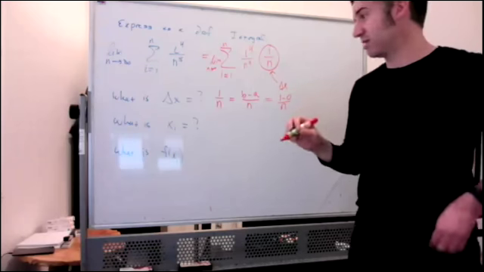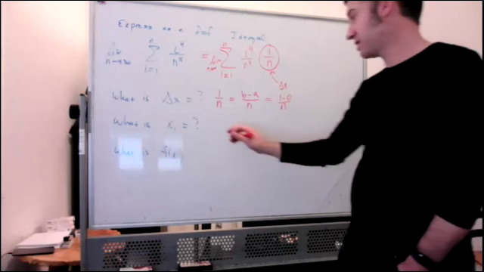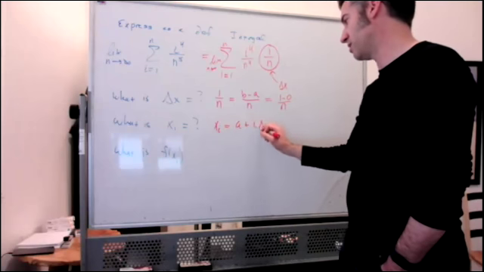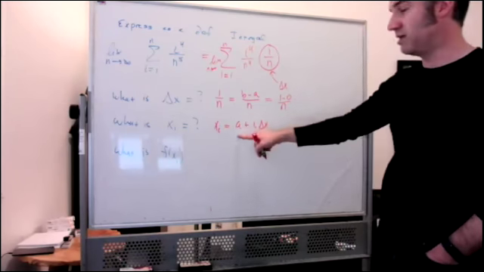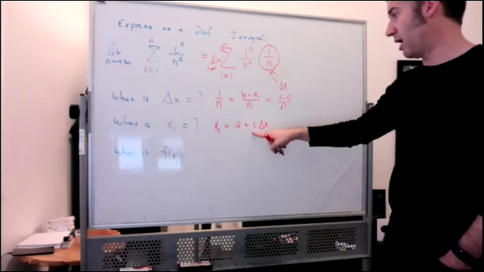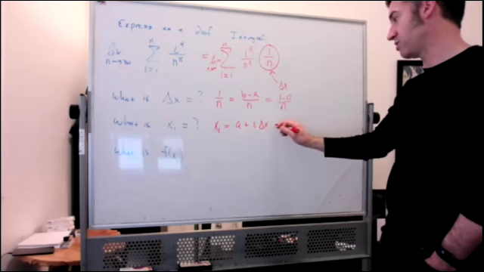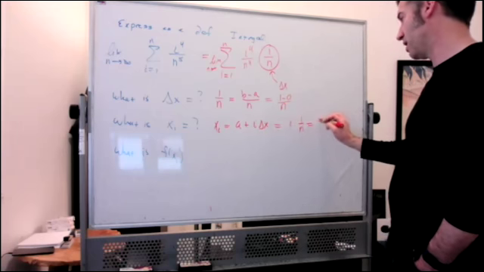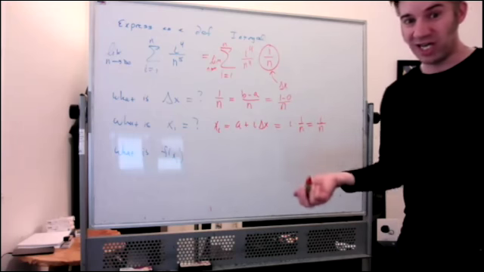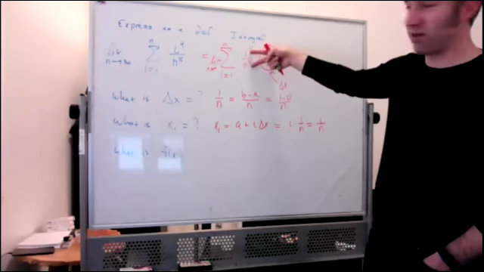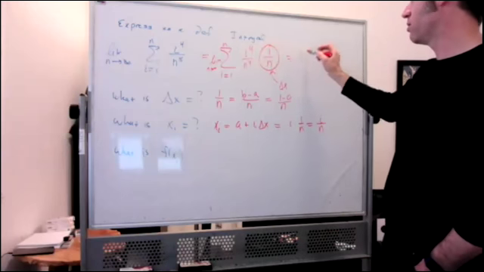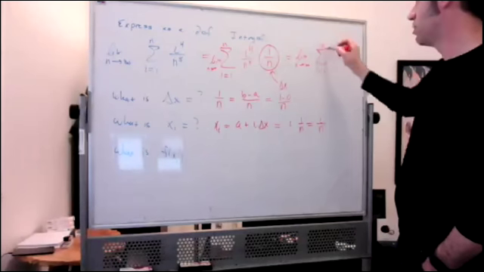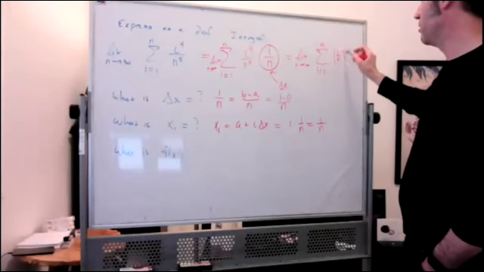The reason for that is because then x sub i is going to be nice. x sub i, if you recall, is a plus i times delta x. Well, a is 0, and i times delta x is i times 1 over n. So your x of i is i over n. And that's good because we have i to the fourth over n to the fourth, or if you prefer, i over n to the fourth power.